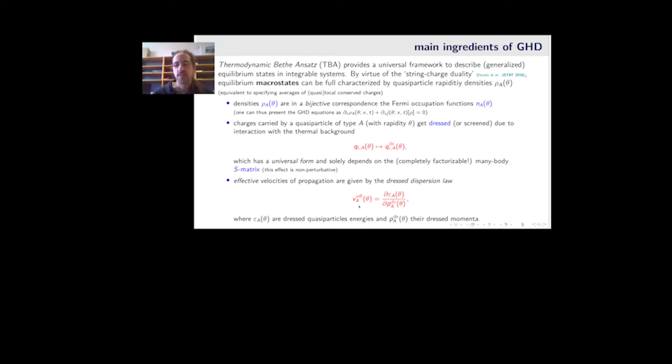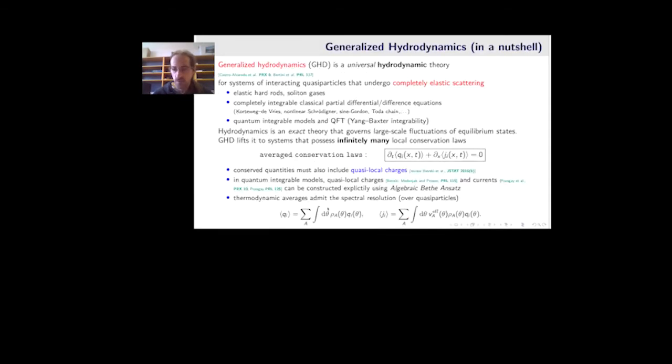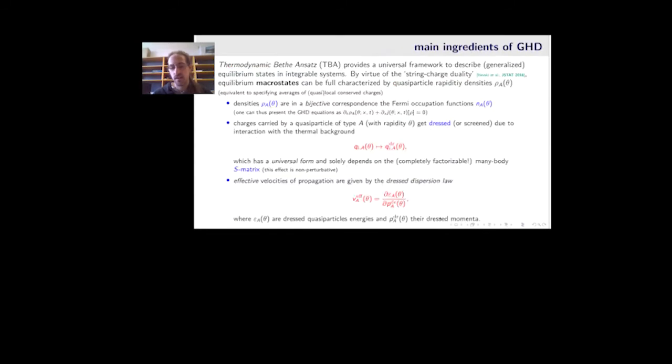And finally, the effective velocity that I mentioned on the previous slide, which enters in the current formula. Over here, it's none other than the group velocity of quasi-particles, which you obtain by taking the dressed energy and taking the derivative with respect to the dressed momentum of that quasi-particle. What I explained so far is basically the main ingredient of this framework. And now, equipped with that knowledge, we can go back and address the question of superdiffusion.